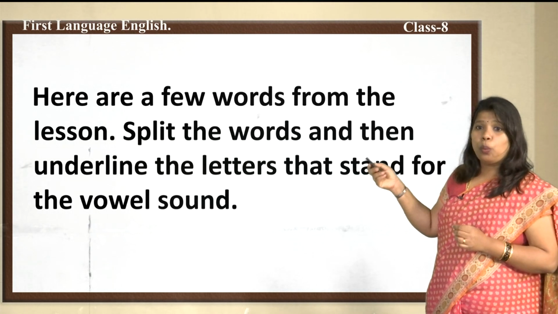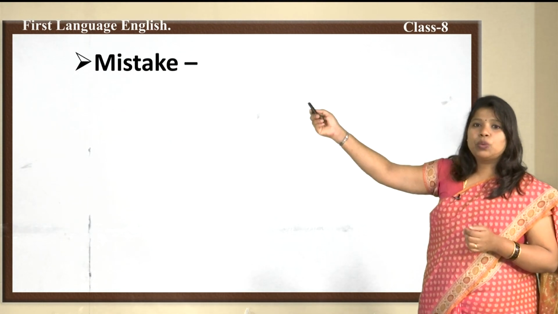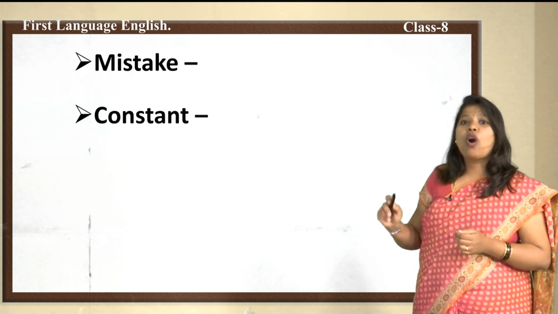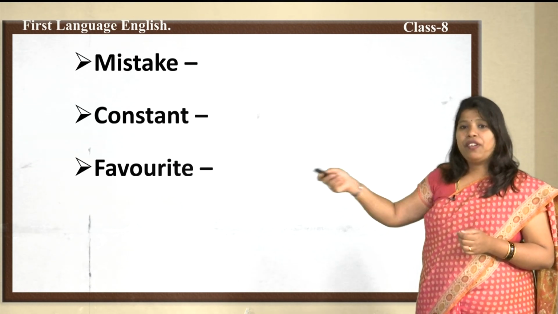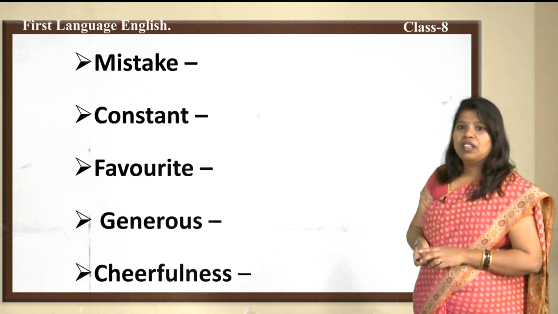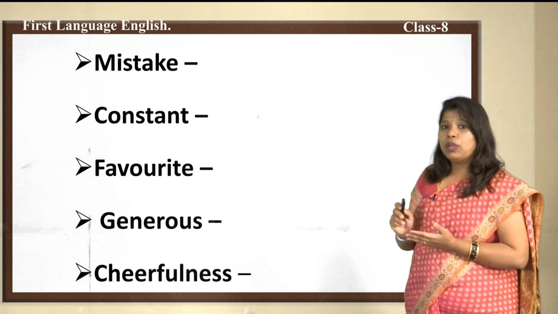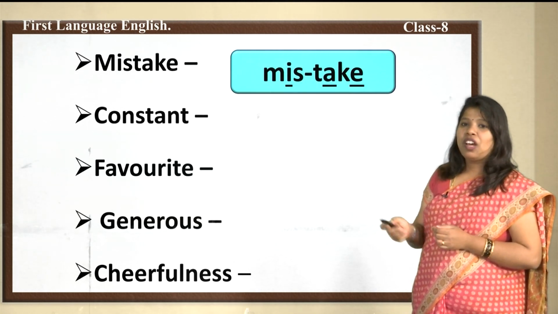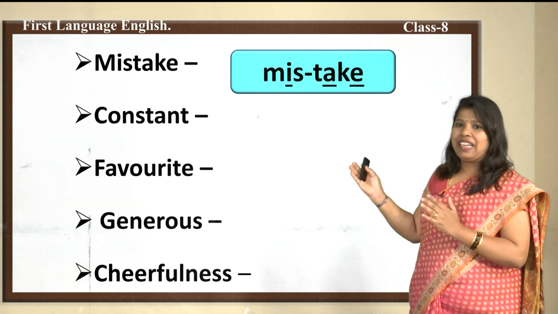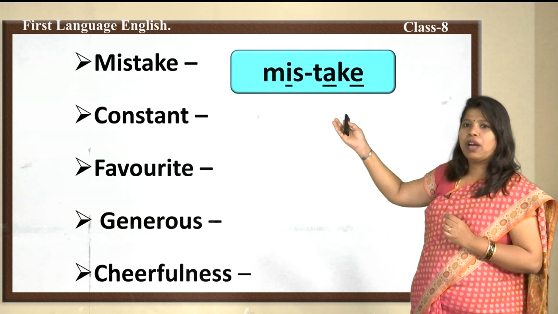Now, you have to split the words and then underline the letters that stand for the vowel sound. Now, first one is mistake. So, write down that word, children. Next, constant, favorite, generous and cheerfulness. So, you have to split the word and then underline wherever you hear the vowel sound. Now, mistake. Here you divided it into two, mis and take, and you have the syllables there, right. I has a vowel sound, A has a vowel sound and E.